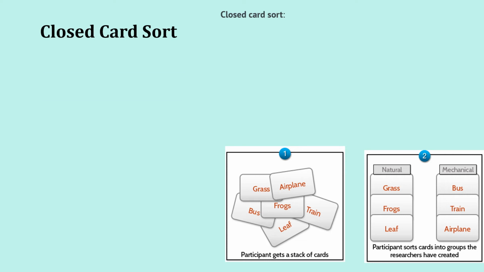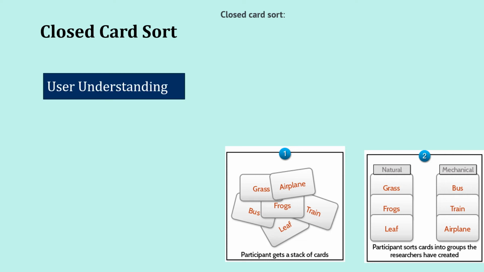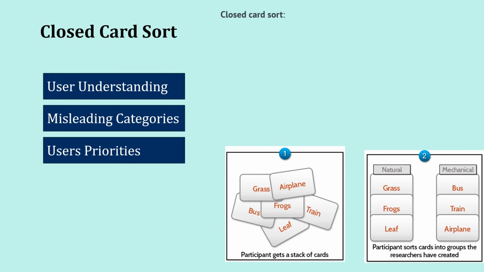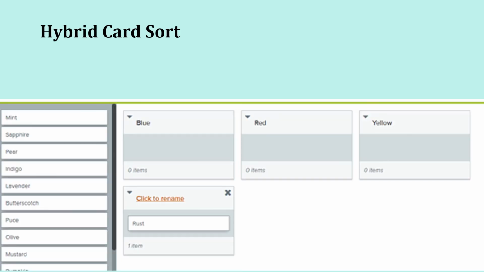Finding out if users understand your categorization. Pinpointing misleading categories and making informed decisions on how to improve, ensuring information is organized in a way that makes sense to your audience. Learning how users prioritize and rank information within existing categories.